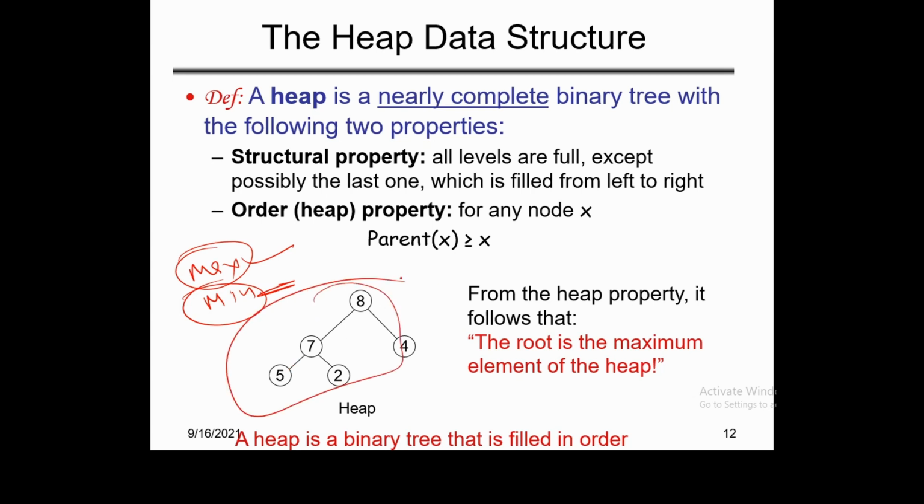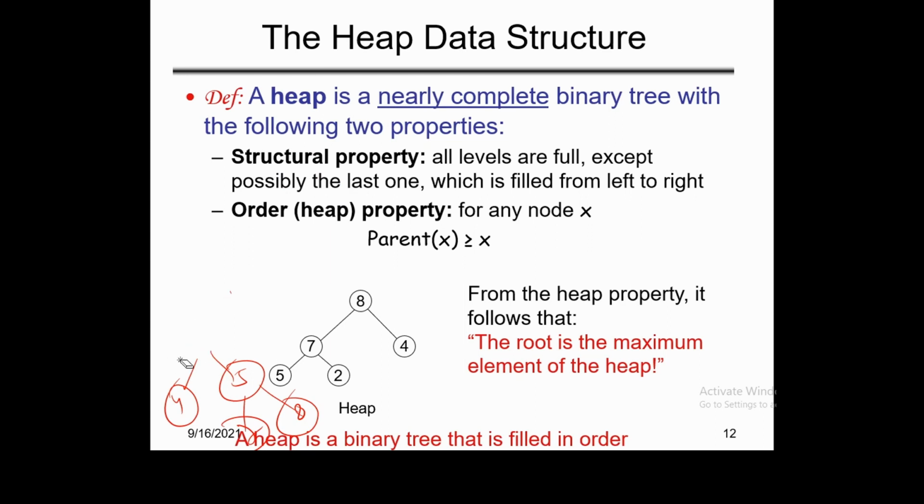This is an example of the max heap. Suppose we reverse it, like 2, 4, 5, 7, 8. Now this is a min heap, so the smallest element will be at the top. So this is the min heap and the max heap. We will use only the concept of the max heap in heap sort.